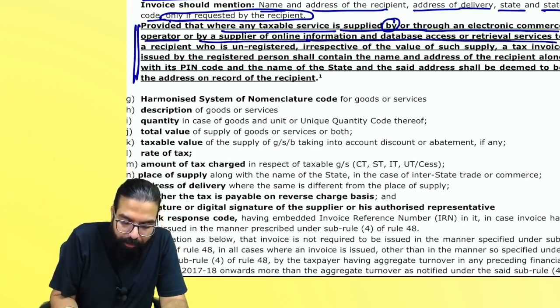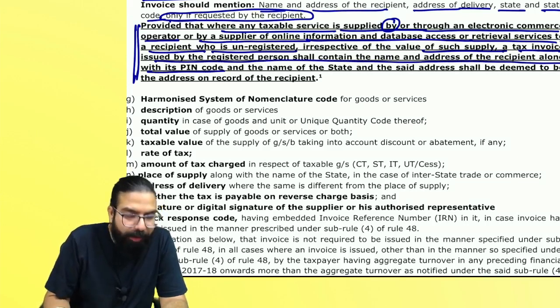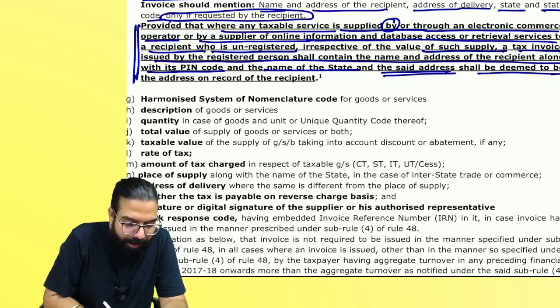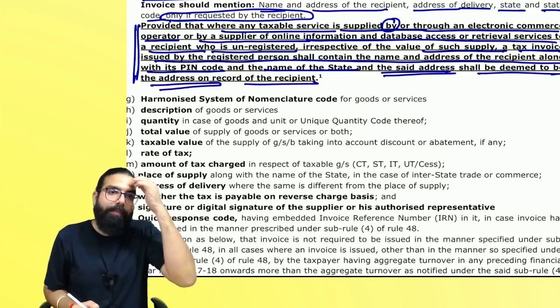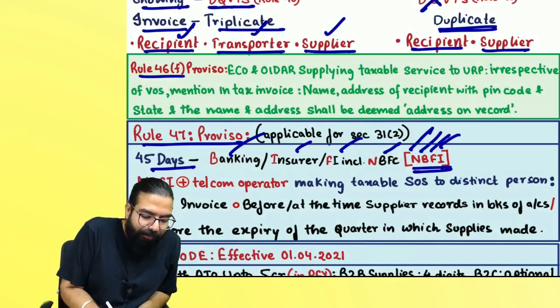OIDR supplying services to an unregistered recipient, irrespective of the value of supply, a tax invoice should always mention what? Name, address of the recipient along with the PIN code and name of the state, and the said address shall be deemed as the address on record of the recipient. So the same thing I've told over here: in rule 46F, one proviso has been inserted.